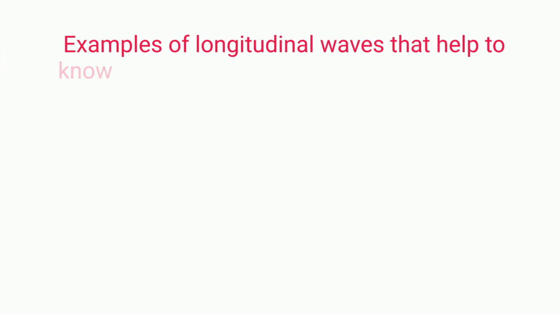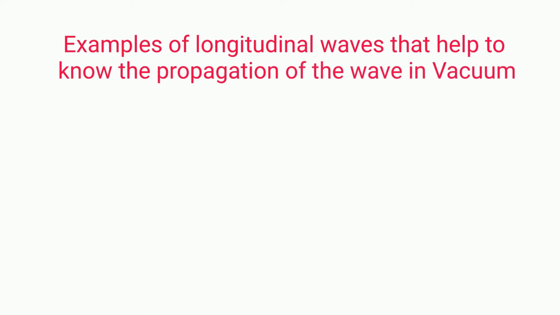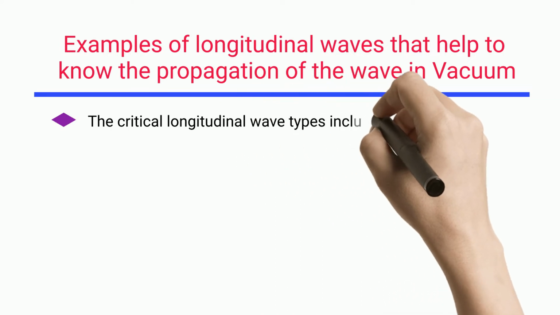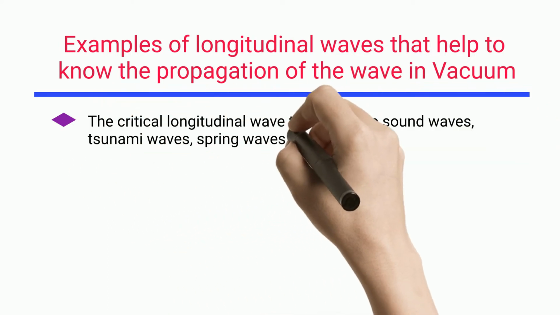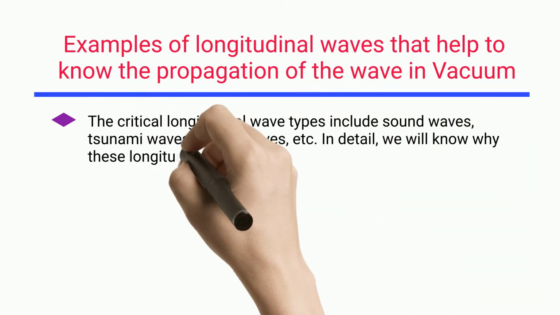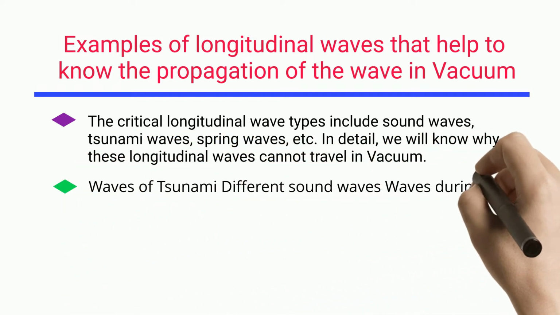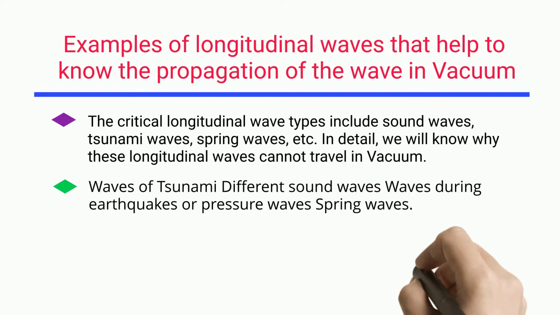Examples of longitudinal waves that help to know the propagation of the wave in vacuum. The critical longitudinal wave types include sound waves, tsunami waves, spring waves, etc. In detail, we will know why these longitudinal waves cannot travel in vacuum. Waves of tsunami, different sound waves, waves during earthquakes or pressure waves, spring waves.